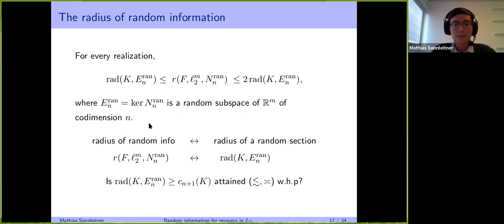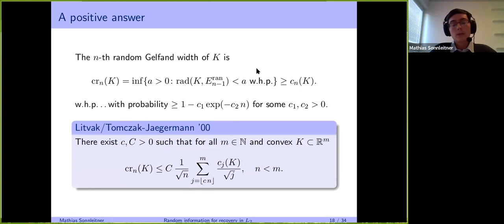And now the radius of random information corresponds to the radius of a random section. So these quantities correspond to each other via the above. And we can now ask, is the radius of such a random section, which is at least the (n+1)st Gelfand width of K, much larger than this (n+1)st Gelfand width? Or do we in fact have that this inequality is asymptotically attained up to some constant for all n with some high probability? And we have the following answer to this question, namely for this we define the nth random Gelfand width, which is given like this.